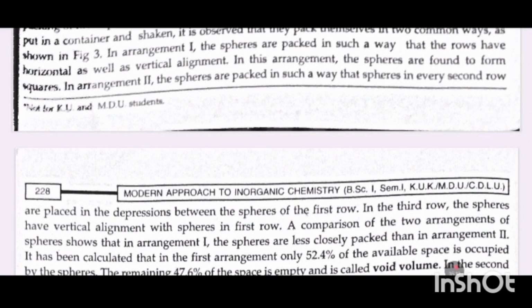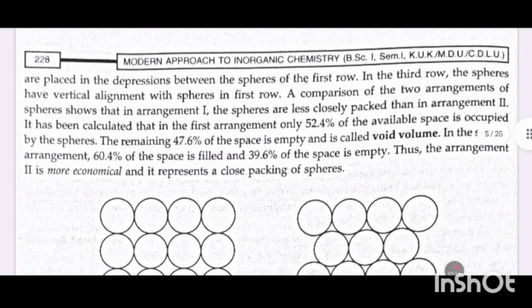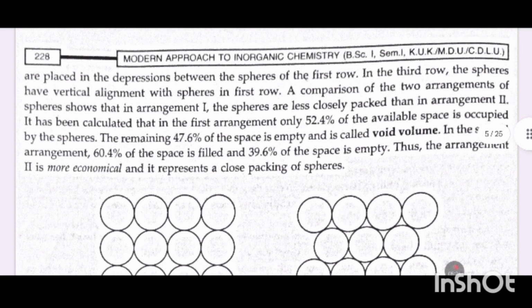The arrangement second. In arrangement second, the spheres are packed in such a way that spheres in every second row are placed in the depression between the spheres of the first row. In the third row, the spheres have vertical alignment with spheres in the first row. A comparison of the two arrangements of spheres shows that in arrangement 1 the spheres are less closely packed than in arrangement 2.